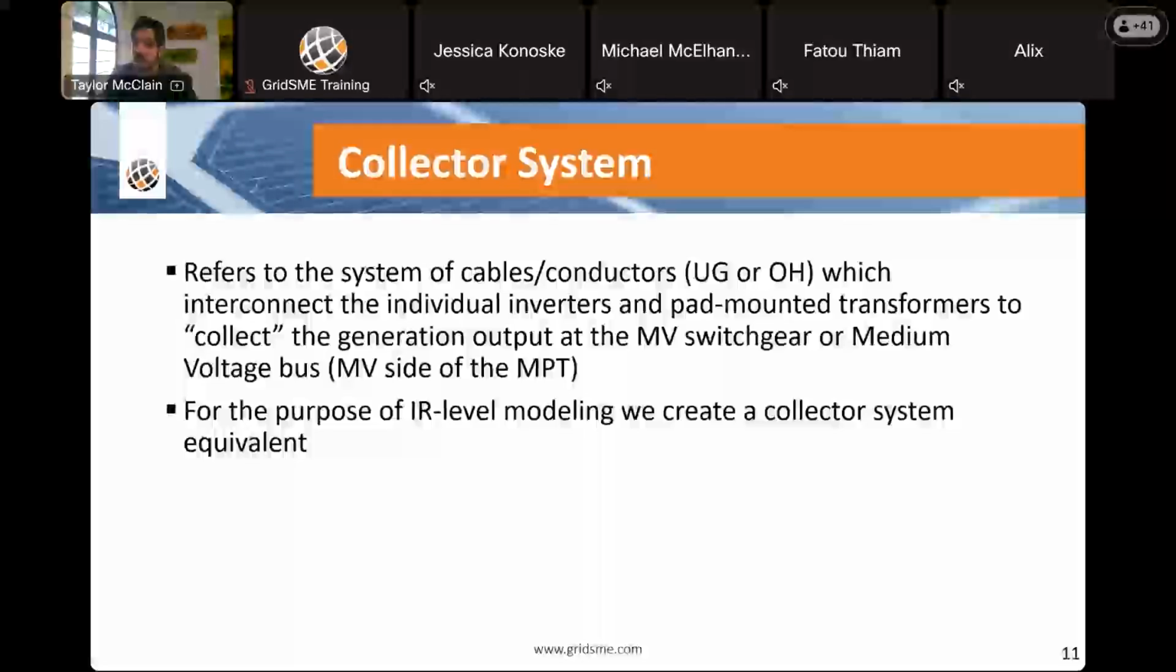And so in order to get the AC outputs of each of these inverters connected to the project substation on the medium voltage side, we need to have a system of either underground cables or overhead conductors, which can take that power at the medium voltage and interconnect it all at the project substation at the medium voltage level. And so later on in this presentation, we're going to talk about equivalent modeling. And so the collector system is one of those components, which for purposes of modeling, we do equivalent modeling.